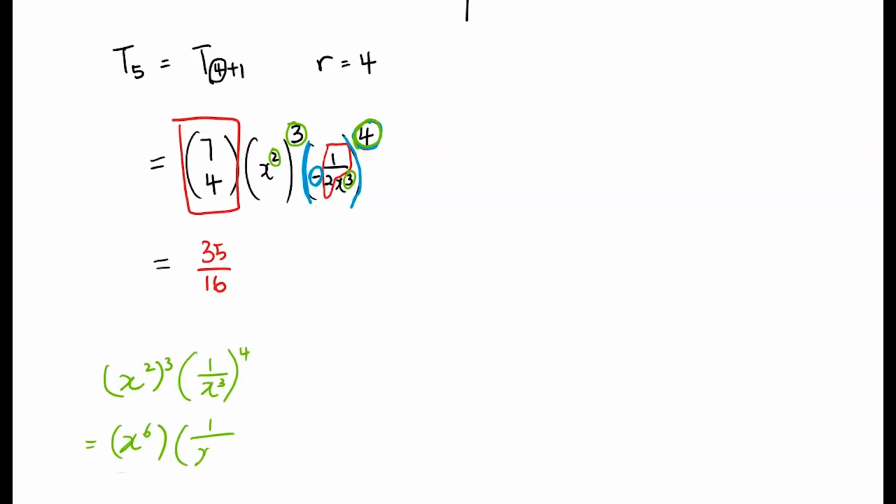And the next one is 1 over x to the power of 12, which simplifies to x to the power of 6 minus 12, which is x to the power of negative 6, which is 1 over x to the power of 6. So my final answer, I can say this is 35 over 16 times 1 over x to the power of 6. That simplifies to 35 over 16 x to the power of 6. So that is the answer for this question.